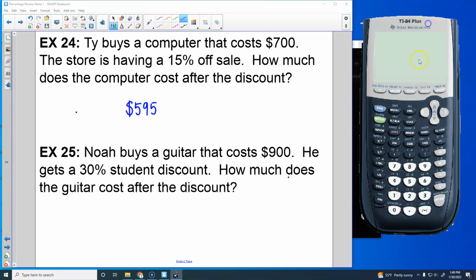Okay. So if I do 700 times 0.15, that gives me 105. What is that? Because that's not my answer. That's how much you get off. That's how much I get off, right? And so then I subtract it. Did anybody do it a different way? A way that only involved one step?